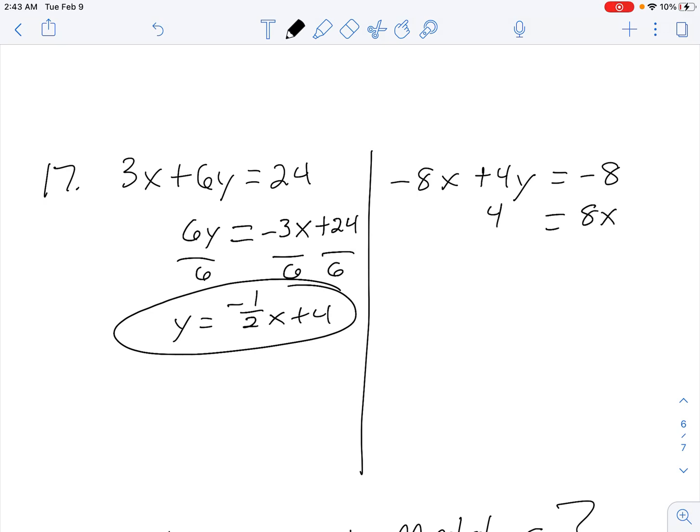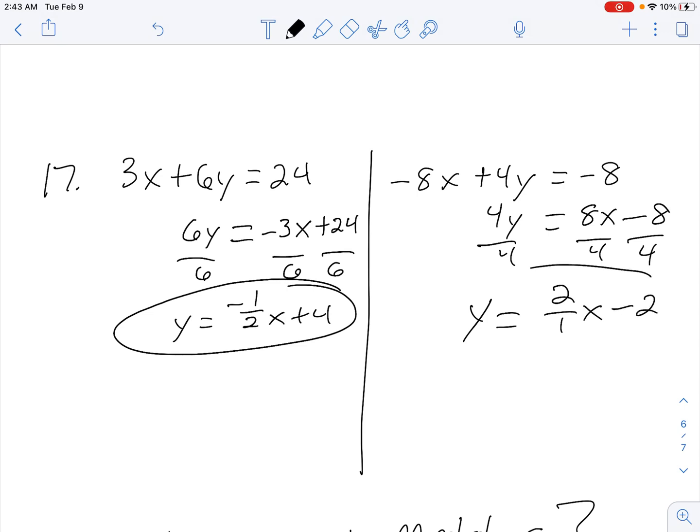Step 1, take the x, move it to the other side, and change the sign. Step 2, drop the y down, drop your number down, and then divide all the way across. So y equals 8 over 4 is technically 2 over 1, or just 2, and then minus 2. So you can clearly see on these slopes, -1 over 2 and positive 2 over 1, that's going to be perpendicular.